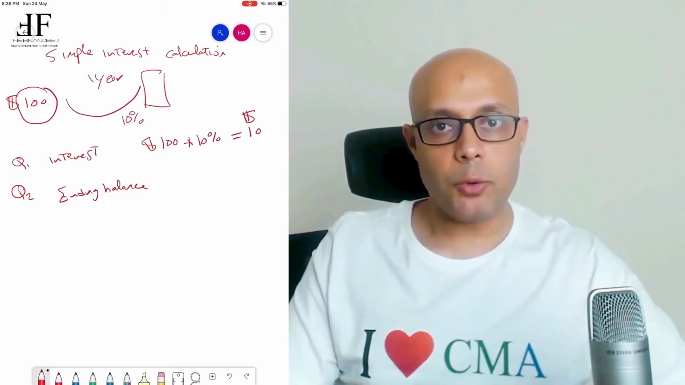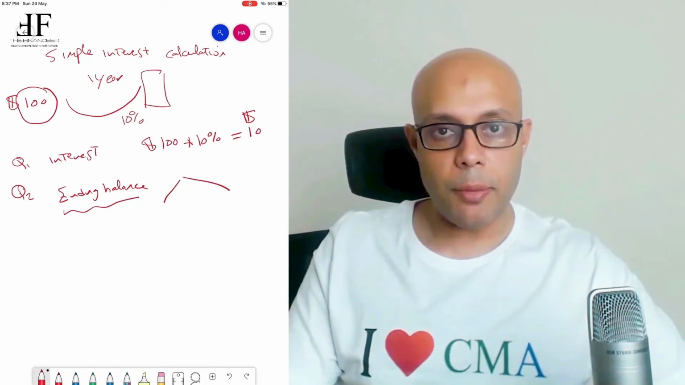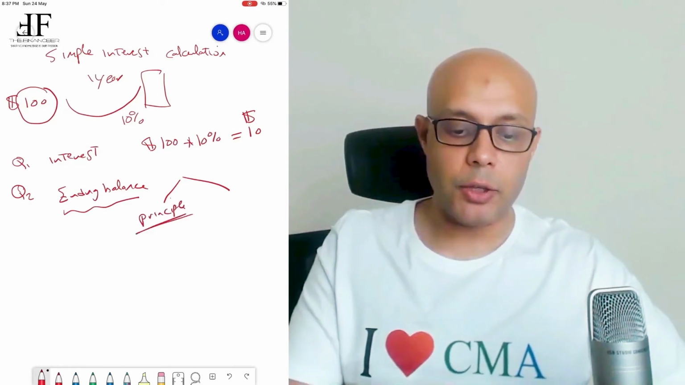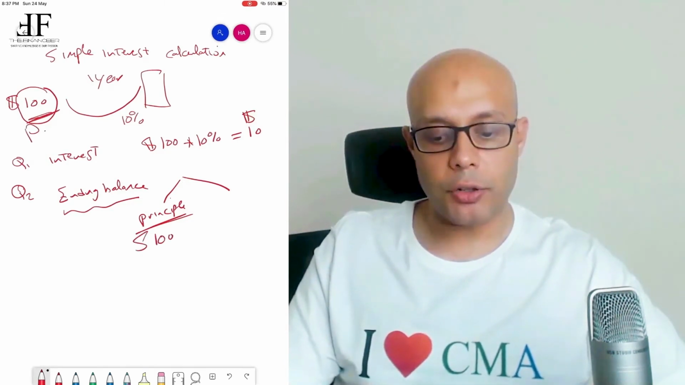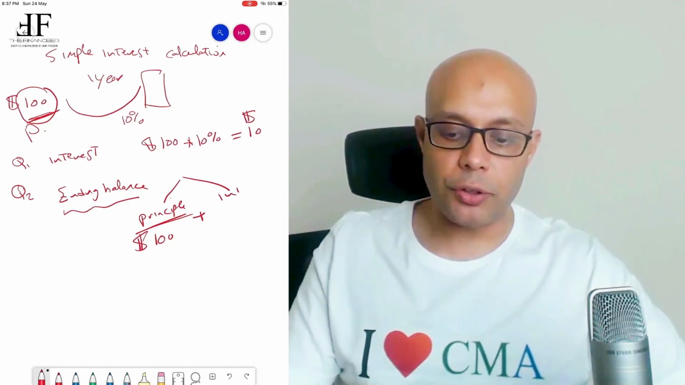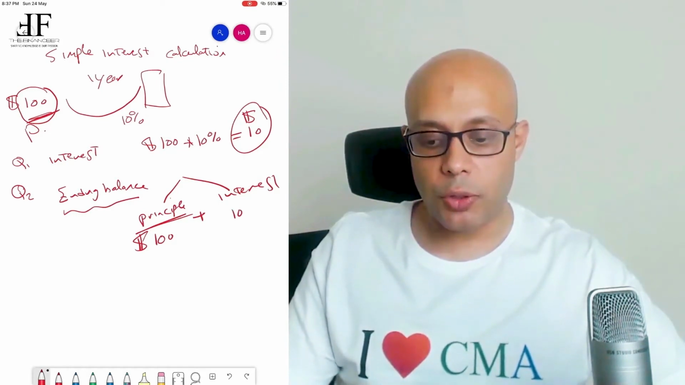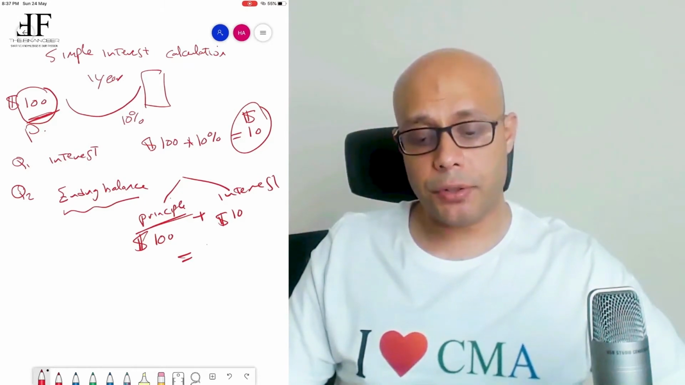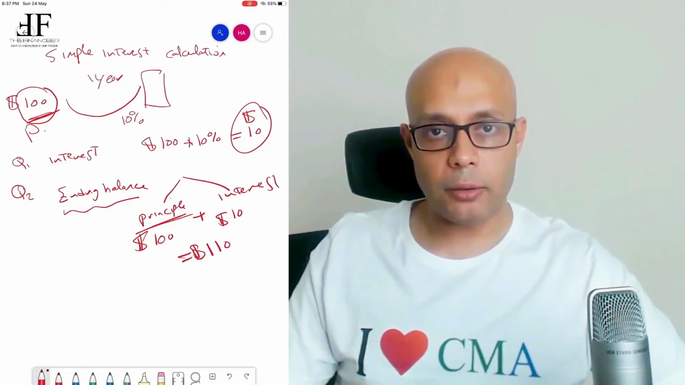For the second question, how much is the ending balance? The ending balance will be two things. Number one, the principal, the amount that we deposited in the bank at the beginning. So this amount initially deposited is called the principal. How much is it? It is $100. In addition to the interest that we earned on our investment, which is $10 that we have just calculated. So the ending balance in our account at the end of the first year will be $110. This will be the ending balance of our account after the end of the first year.